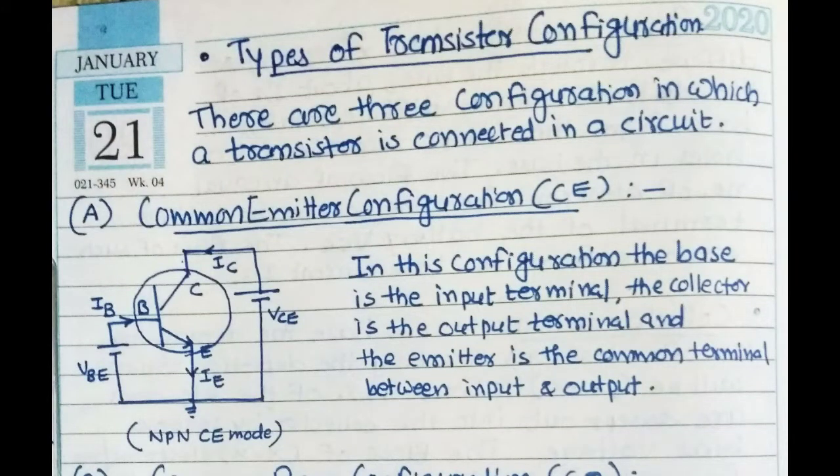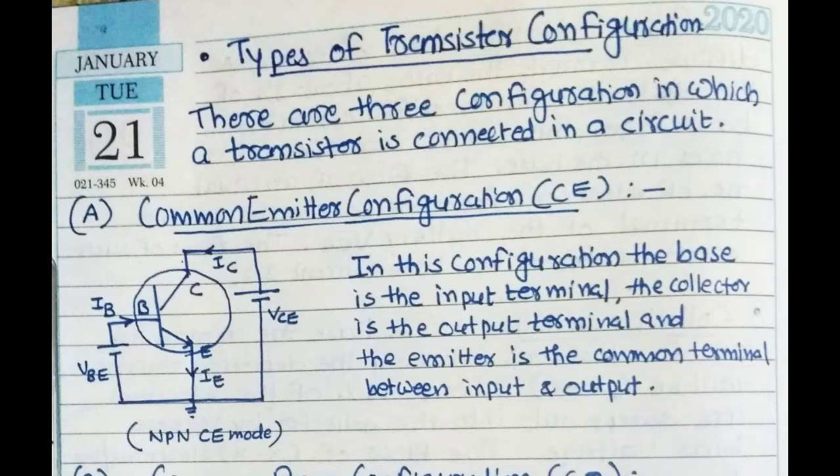In this video, we are studying the transistor's configurations and its characteristics. As we know, there are three configurations in which a transistor is connected in a circuit. How can we consider the configurations?